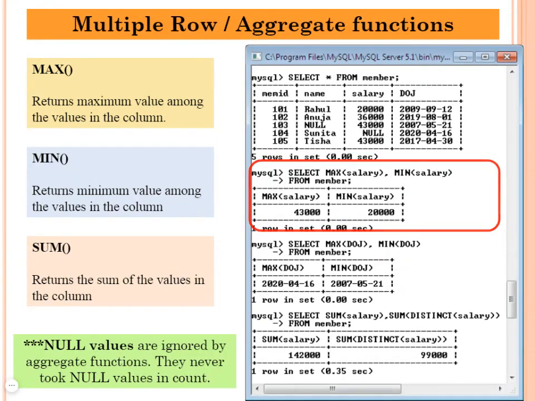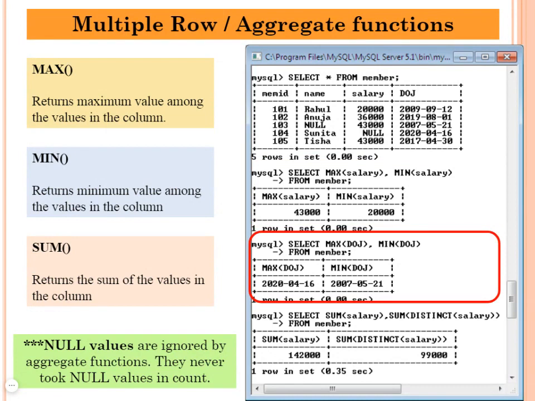Next function is max DOJ and min DOJ. So max and min are also applied on date column, that is DOJ. So max DOJ is 2020-04-16, min DOJ is 2007-05-21. Clear? Next function is sum function.